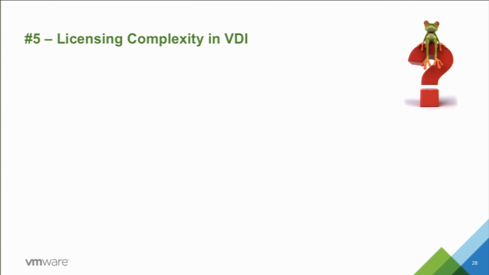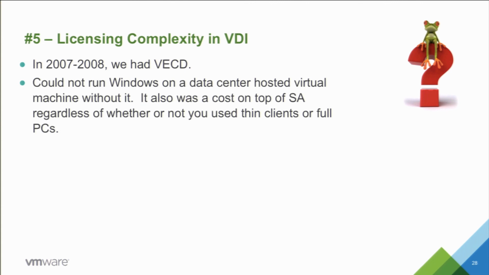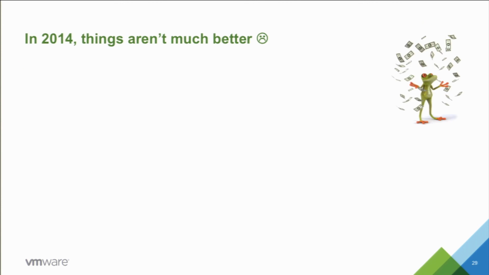The last one is license complexity in VDI. So in 2007, 2008, we had this thing called VECD. And you could not run Windows virtualized in a data center unless you had VECD. It didn't matter whether it was a thin client or a full PC that you were running. This was an add-on license regardless. Good news is that's gone, but unfortunately in 2014, things aren't much better.